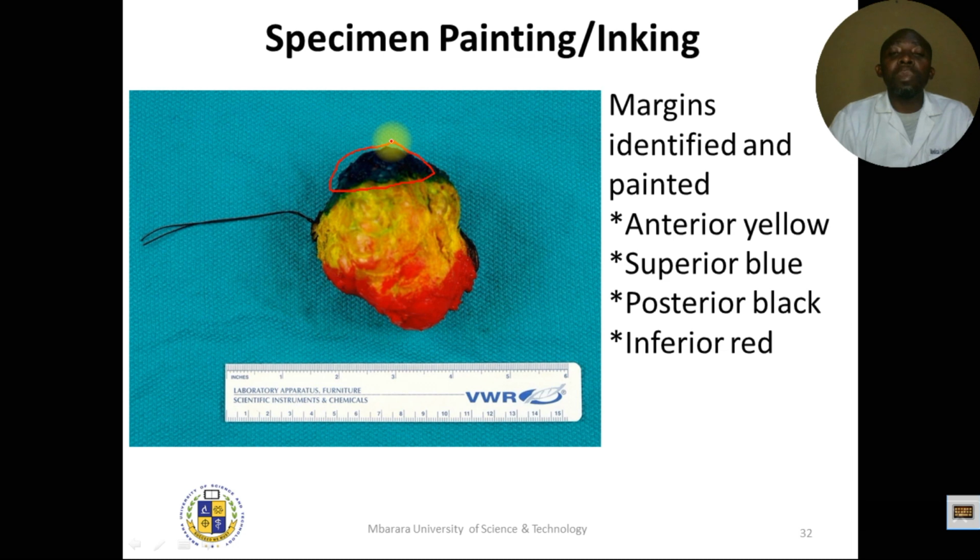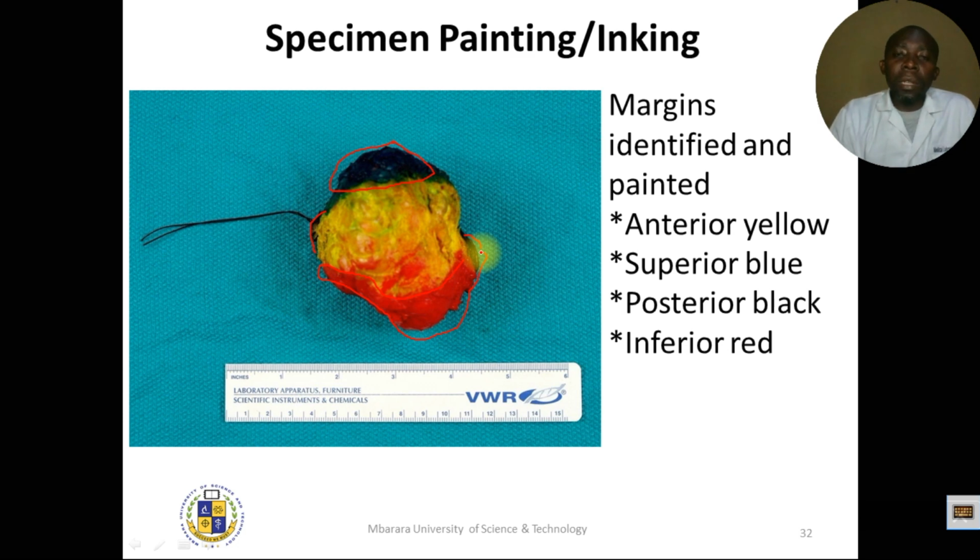This may be mistaken to be black, but actually this is blue, and blue refers to the superior. And then we have the anterior margin, which is yellow, and then we have the posterior, which is black. It can be seen on the sides. Yes, the posterior is black, and then we have the inferior, which is marked red. So this can help you to orient your tissue in a mold when we are embedding, when the sides are marked very well.